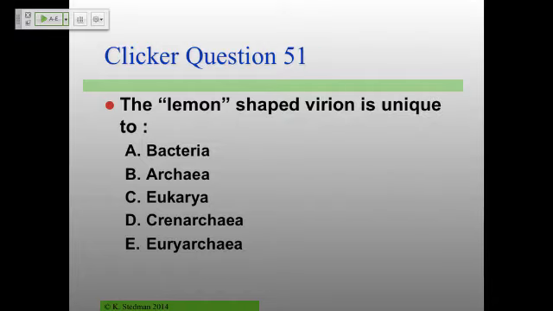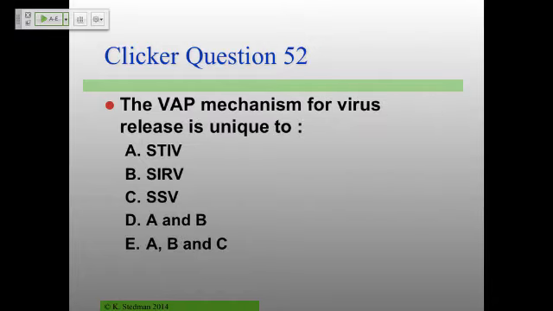So the last clicker question for today is the VAP mechanism, virus-associated pyramid, for virus release. Is it unique to STIV, SARV, SSV, A, B, or A, B, and C?